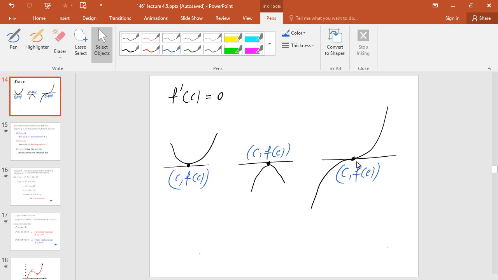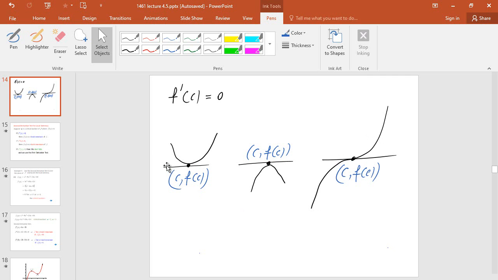And notice that in every interval centered at c, there is an x value where the value of f is bigger than f of c, and there is an x value where the value of f is smaller than f of c. So this is neither a max nor a min. The graph of x cubed is a prime example of that.